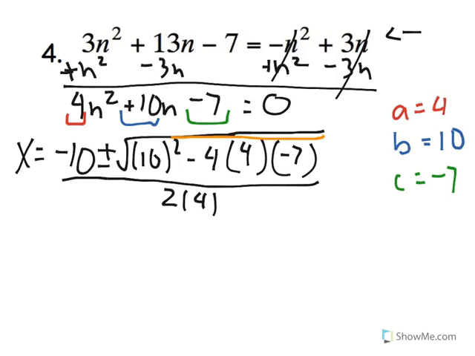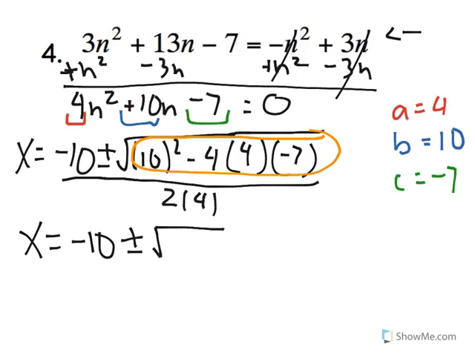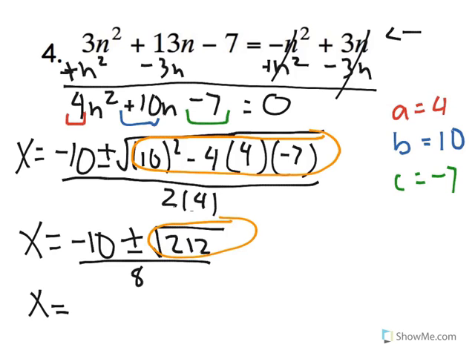So first we're going to do the inside of our square root. 10 squared minus 4 times negative 7. So we have x equals negative 10 plus or minus the square root of. Inside our square root we should get 212. And then everything is divided by 2 times 4, which is 8. Now we're going to take the square root of 212. So x equals negative 10 plus or minus the square root of 212 is 14.6 about, and then divided by 8.